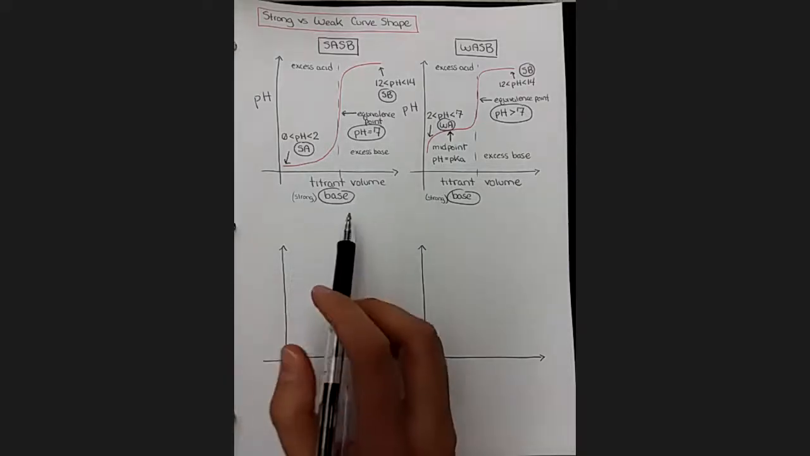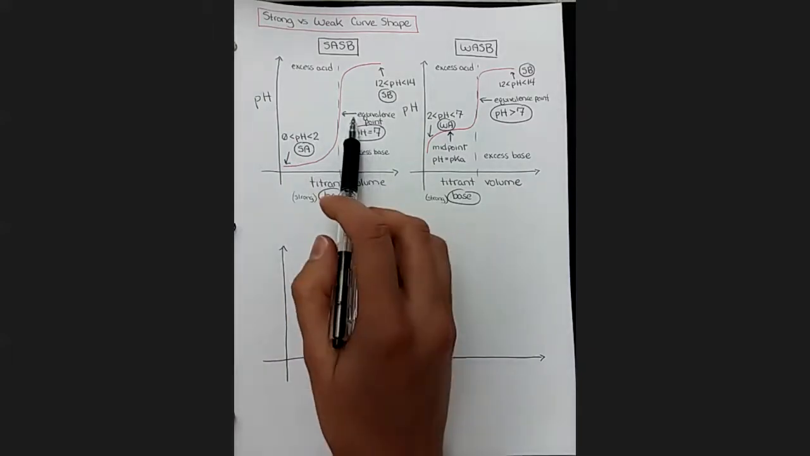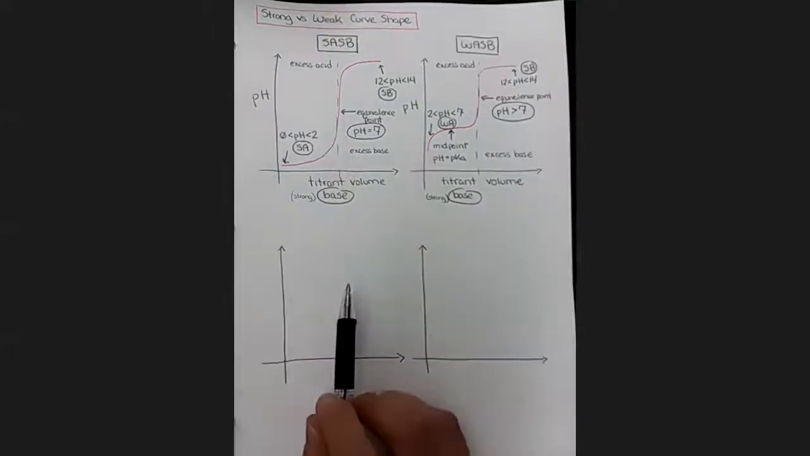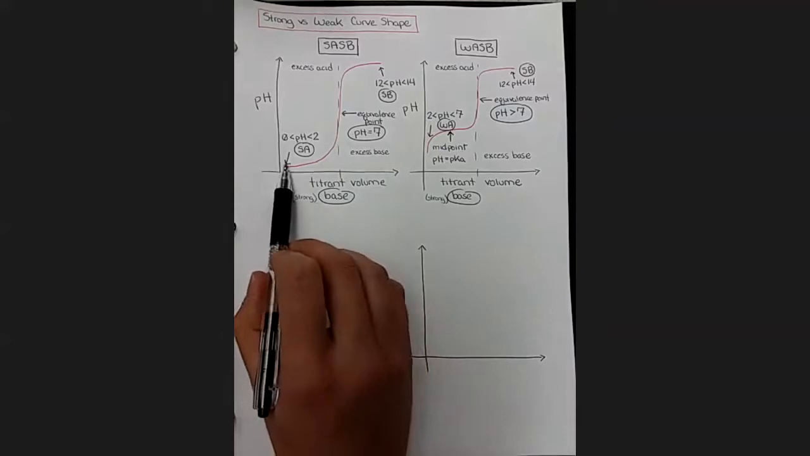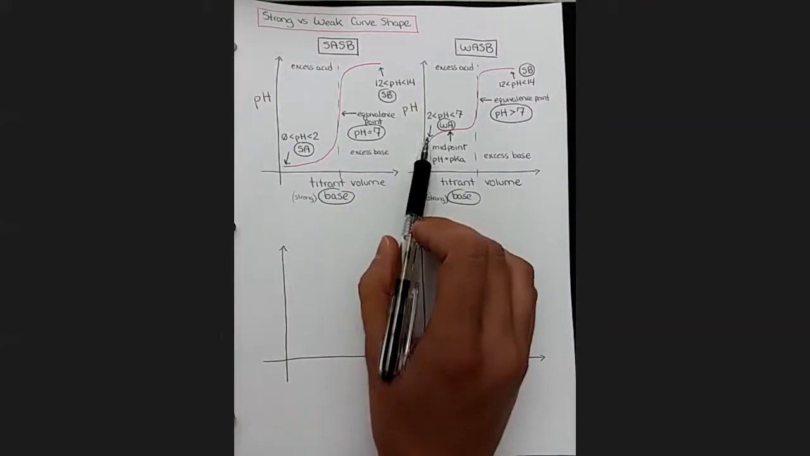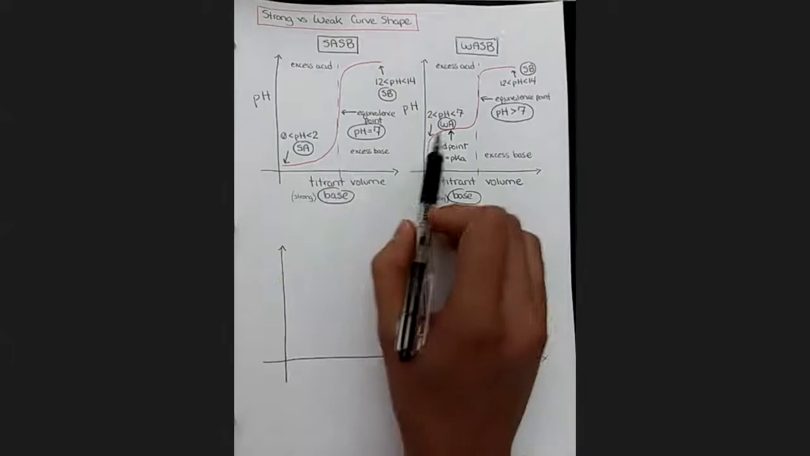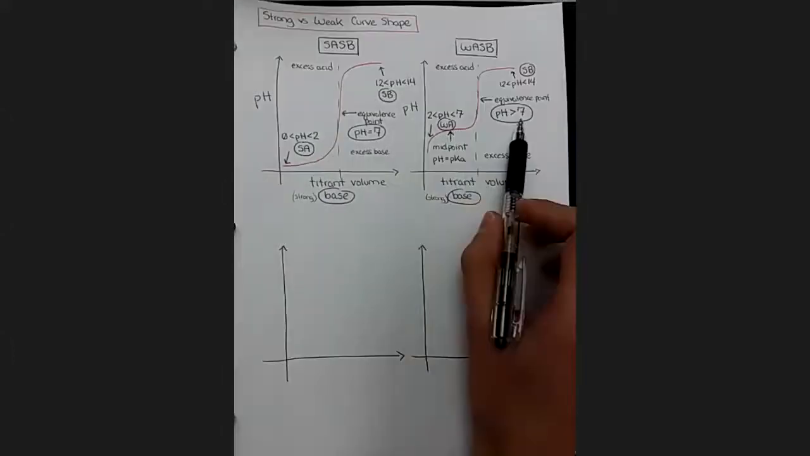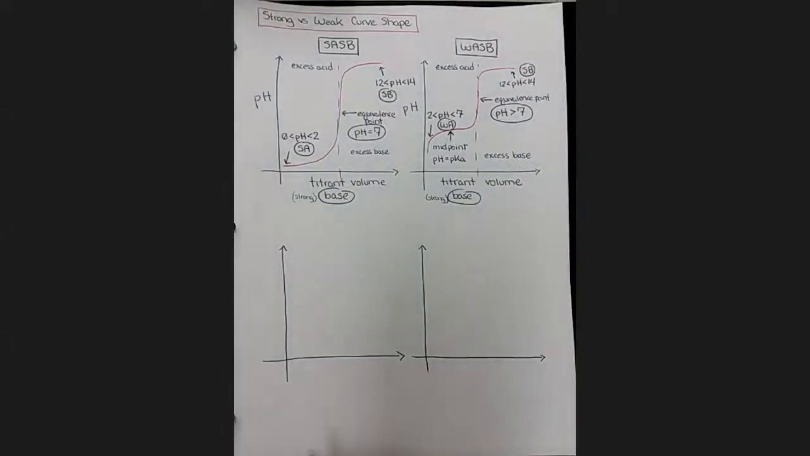Okay, so our three similar parts, the acid on the left, the base on the right, and the equivalence point in the middle, those were the same. The differences were the pH on the weak side, the curvature on the weak side, and the value for the pH at the equivalence point were different.